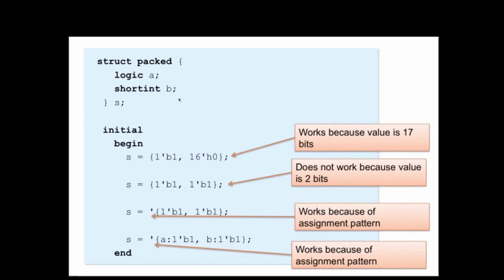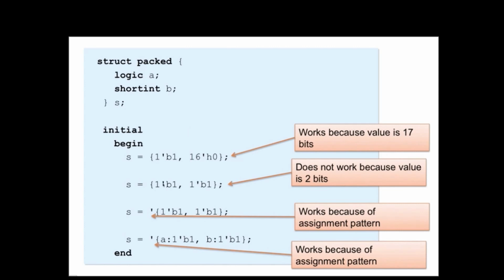So let's look at, for instance, this, where we've got a packed struct now, which has a logic A. It has a short int B. So this is 1 bit and this is 16 bits. If we just say S gets the concatenation of 1 bit and 16 bits, a 1 here and zeros here, this will actually work, because with a packed struct, A and B are contiguous, they're next to each other, and because this is 17 bits and this is 17 bits, that works. But that's kind of a unique case.